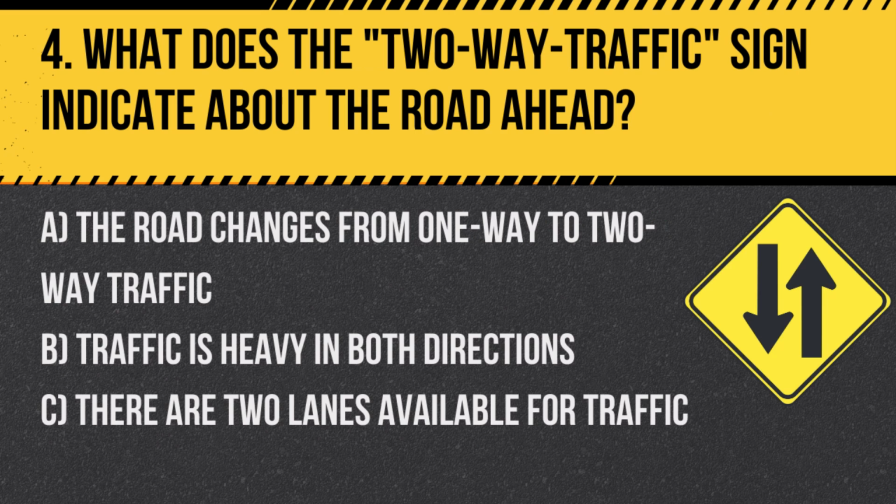Question 4. What does the two-way traffic sign indicate about the road ahead? A. The road changes from one-way to two-way traffic. B. Traffic is heavy in both directions. C. There are 2 lanes available for traffic. Answer. A. The road changes from one-way to two-way traffic. This sign warns drivers that they are entering a section where traffic flows in both directions.